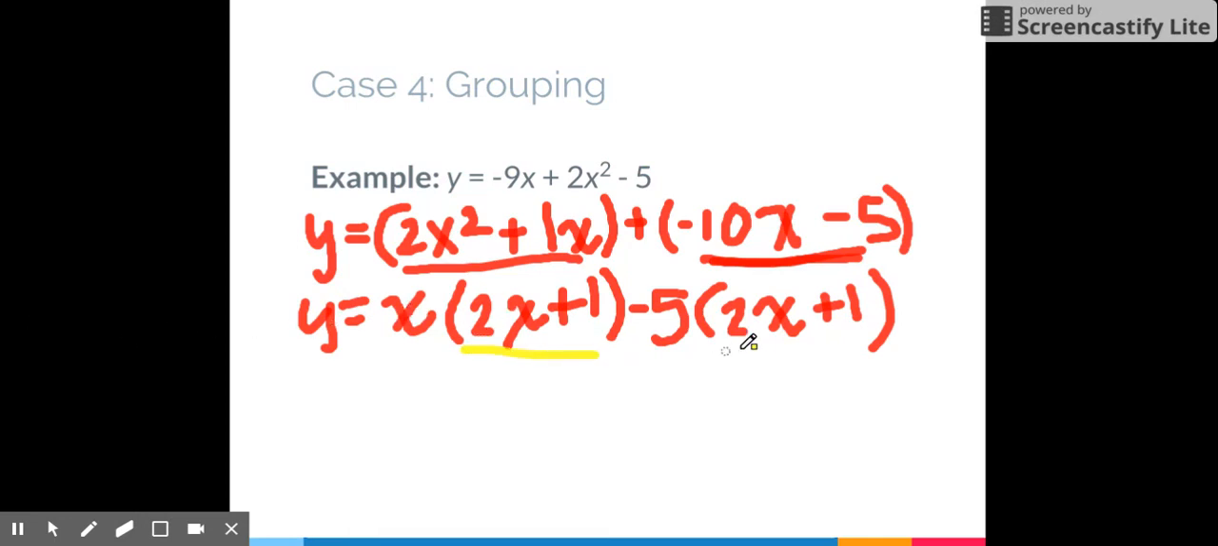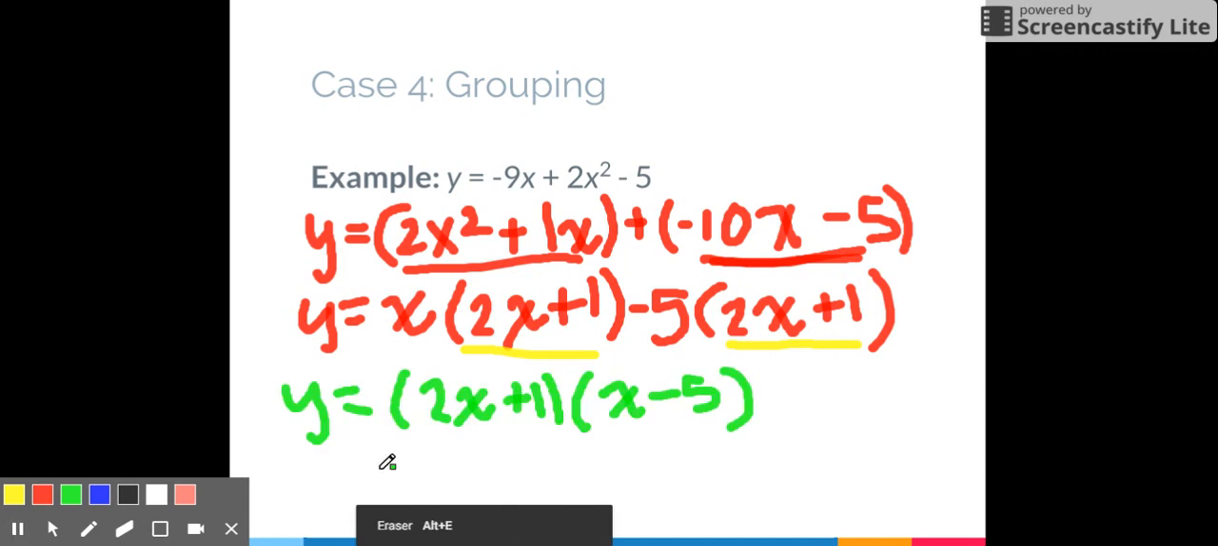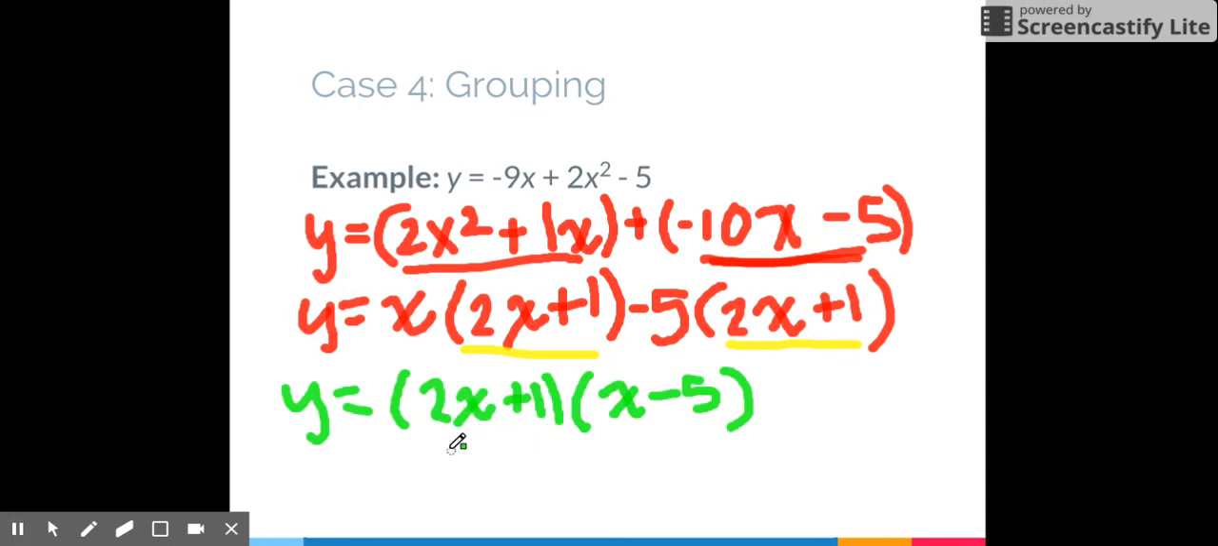What's really cool here is now they both share 2x plus 1, right? Like you have this term, and both of those terms share 2x plus 1. And if two terms share the same thing, you can factor that thing out. So we're going to factor out a 2x plus 1. So factoring out a 2x plus 1, we just want to make sure we did this correctly, so we can do a quick double distribution. 2x times x gives you this 2x squared at the beginning. 2x times -5 gives you -10x right here. 1 times x gives you 1x, and 1 times -5 gives you -5.